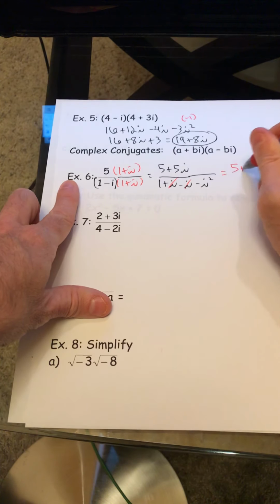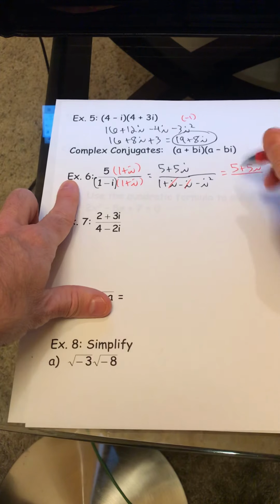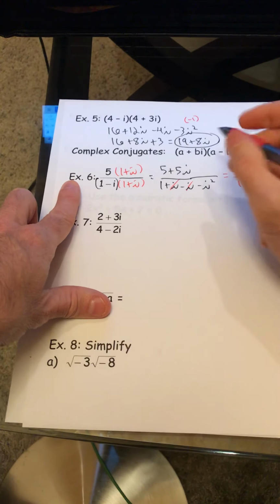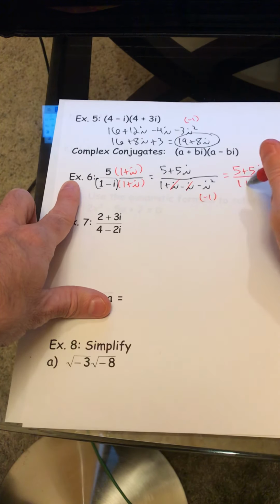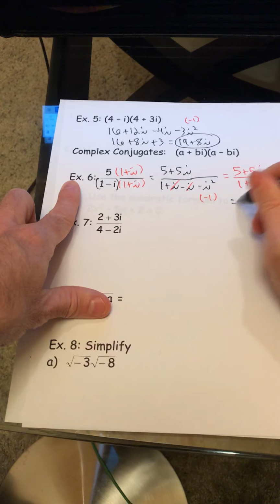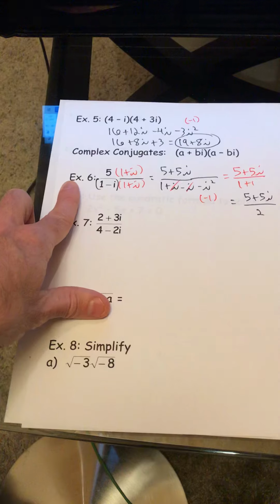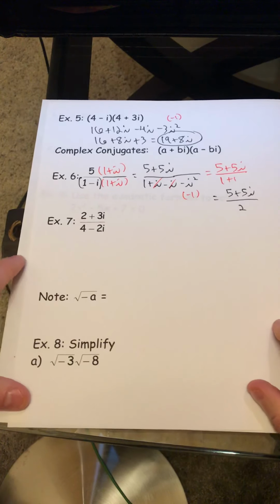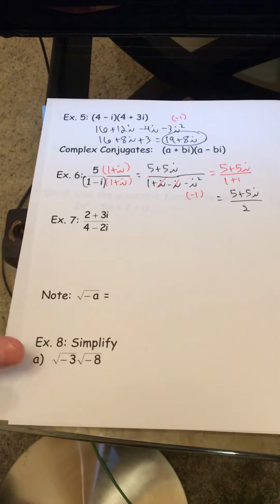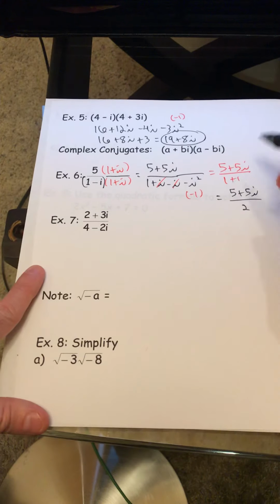Your denominator, I'm only going to show this in this first example. When you FOIL, the reason we use the complex conjugate is that it allows our middle terms to cancel. So now we have 5 plus 5i over 1 plus 1, which again, as you work through these problems with complex numbers, you can certainly determine how much work you actually need to show.